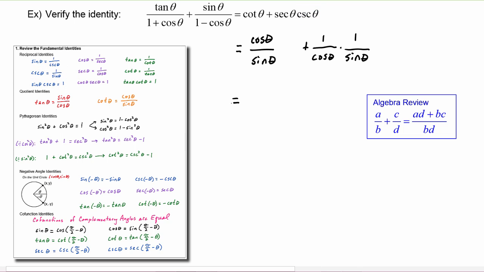Our common denominator here, this already has a sine and this has a sine. This has a cosine in it. This one's missing that cosine. So if we multiply by 1, in the form of cosine theta over cosine theta to get that common denominator, then the right-hand side is going to become cosine squared theta plus 1 divided by sine theta cosine theta.